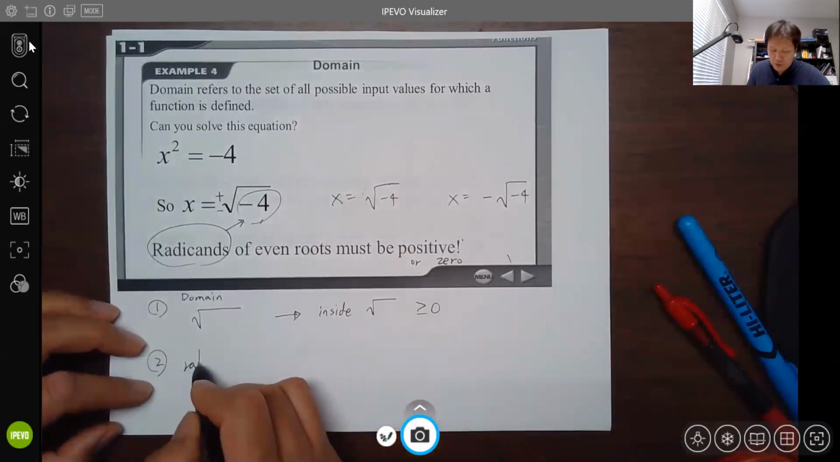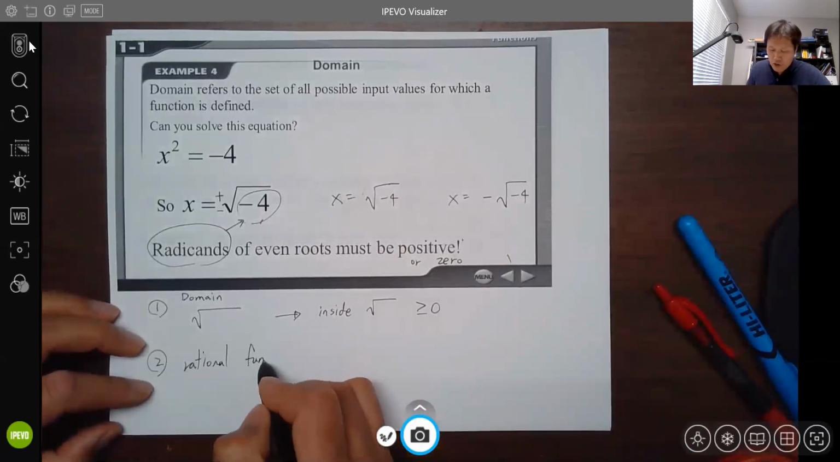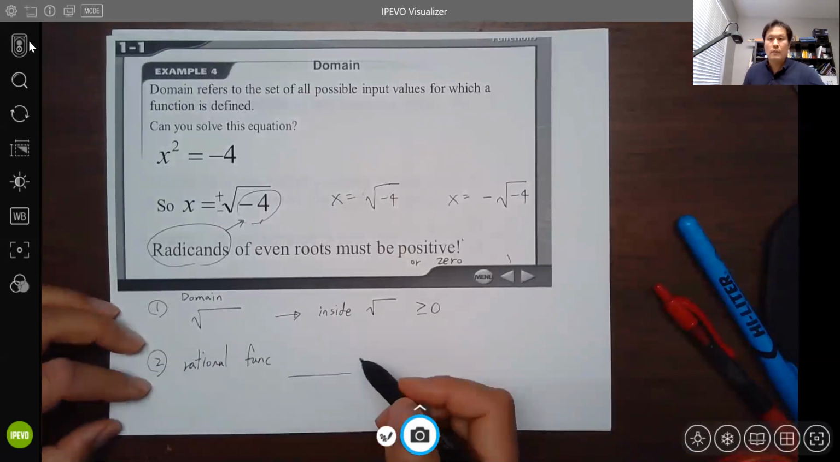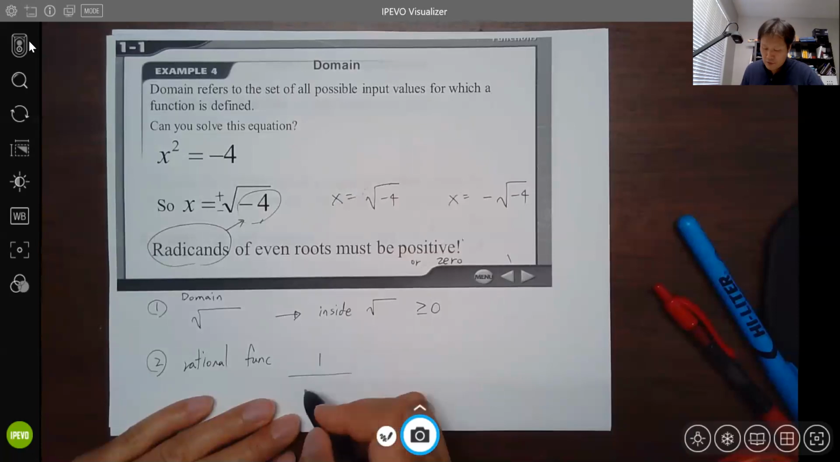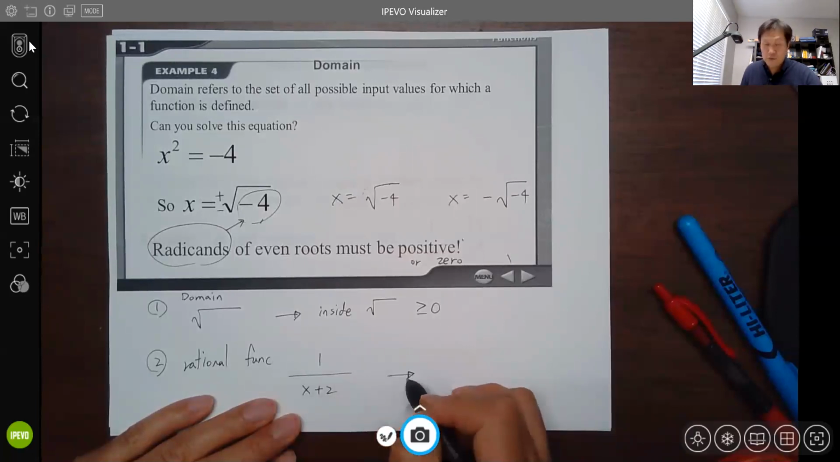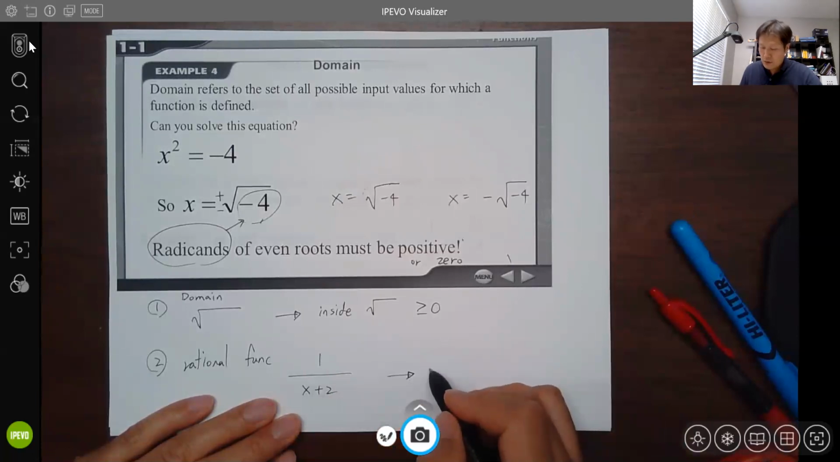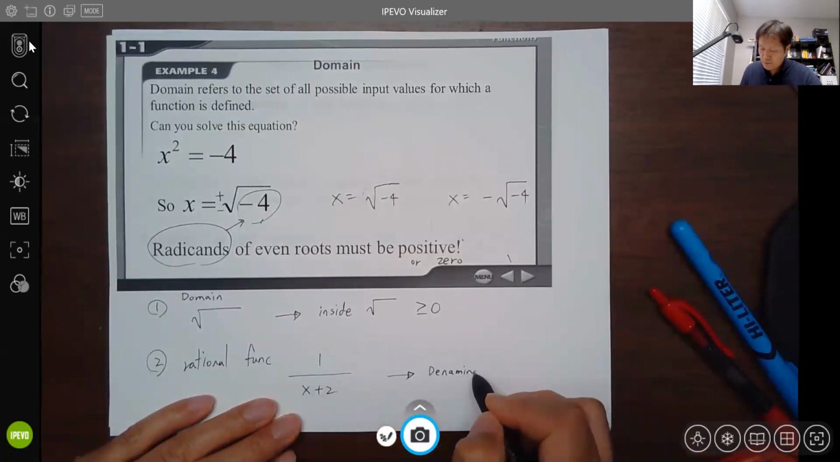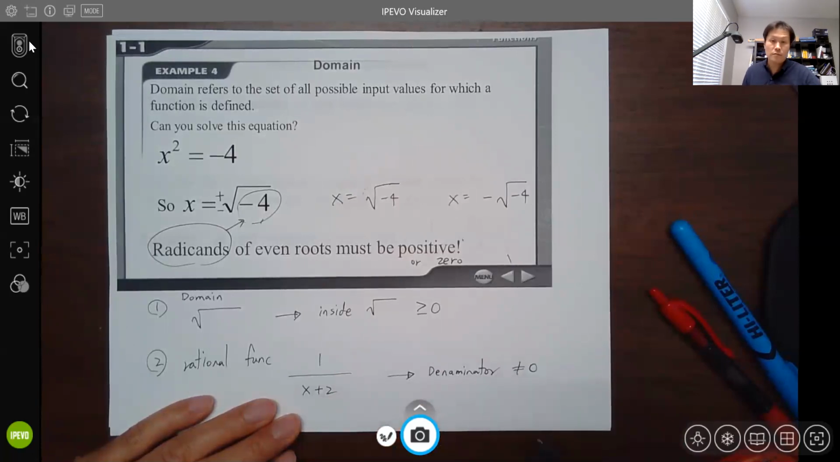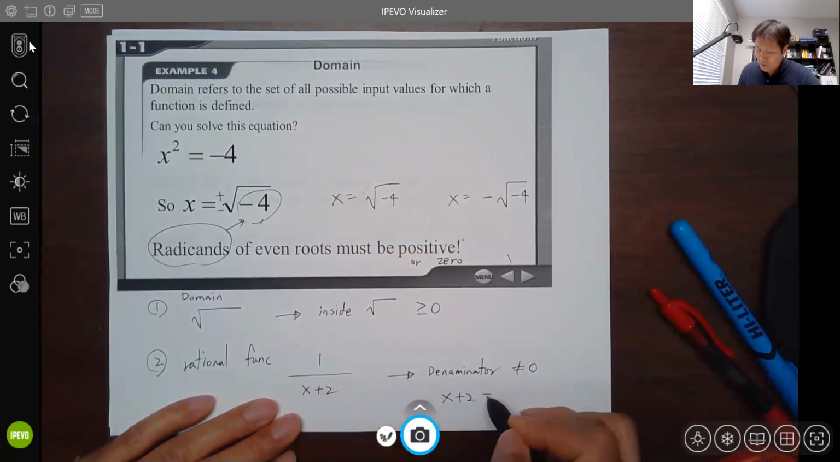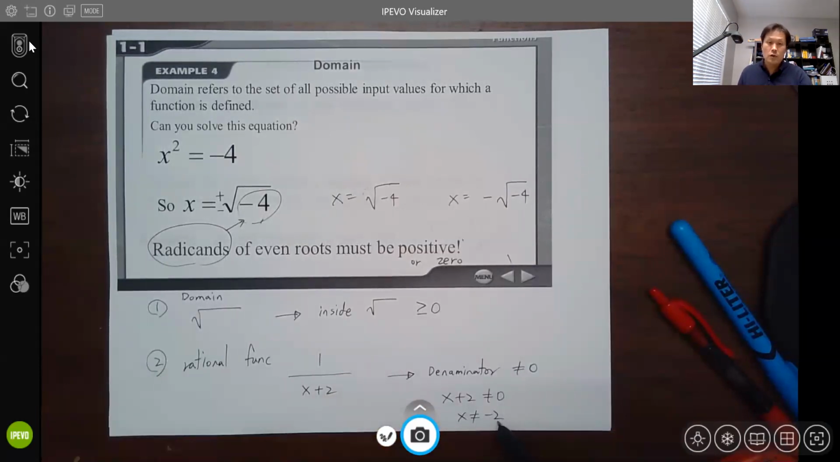The second is a rational function. A rational function means a function with x on the denominator, such as this kind of function. The denominator cannot be 0. So if you have a rational function like that, how do you solve for the domain? The denominator cannot equal 0. That's how you solve it. So for this kind of equation, if I ask you what the domain is, the denominator cannot equal 0, so x cannot equal minus 2. That will be your domain answer.